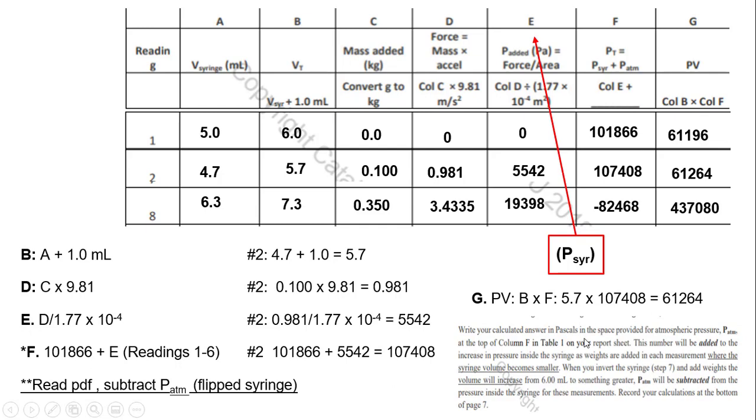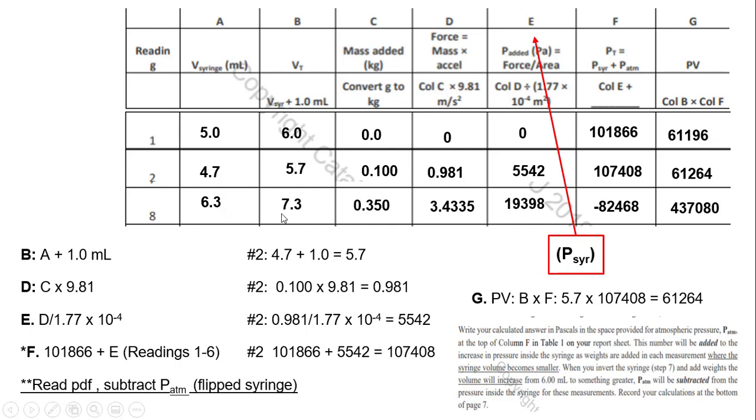Now, I want to jump down here. This is from your PDF. It says that when you invert the syringe and add weights, the volume will increase from 6 mils to something greater. So the pressure ATM will be subtracted from the pressure inside the syringe. So instead of having this plus, this should be a subtraction, and you should start subtracting numbers when the second part of the syringe starts showing an increase of greater than 6 mils. So you should pay attention to your readings on these portions here.